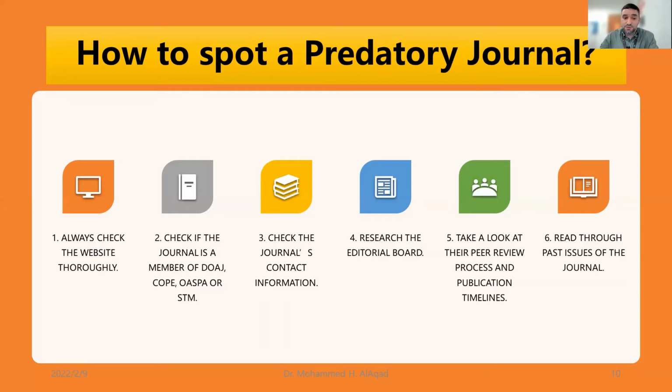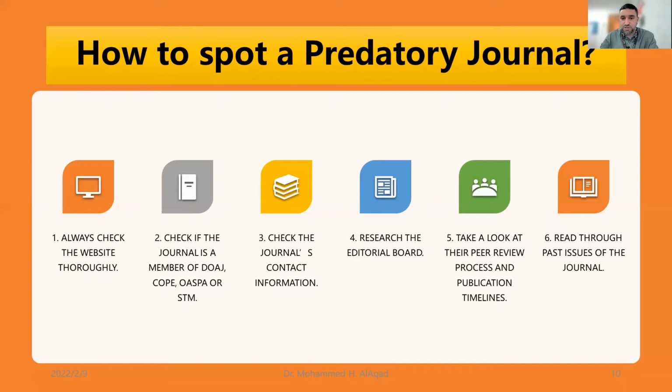Research the editorial board. One way to look credible is to list experts in the field as members of the editorial board. Often predatory journals will create fake scholars, or they will list a scholar without their permission. One way to know whether this is trustworthy or not, you need to check the names of those editorial board members on Google or on the internet and try to find the name of the journal in their profiles.